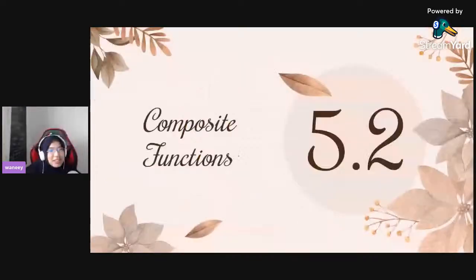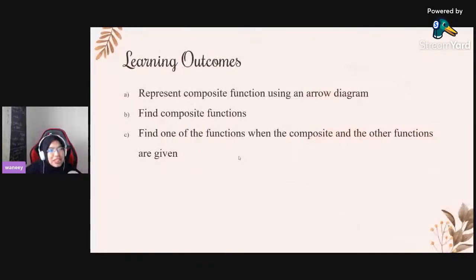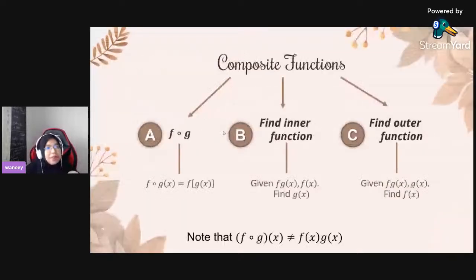Okay, next. Right, so composite function 5.2. The learning outcome for the second lecture: you should represent the composite function using an arrow diagram, then find the composite function, and then find one of the functions when the composite and the other function are given. I think the arrow diagram is quite easy. You can refer to your notes. So I'll just do B and C. Sebab yang ni saya rasa saya perlu fokus sikit lah untuk B and C. So A, you can read them in your notes. Okay, let's go to B.